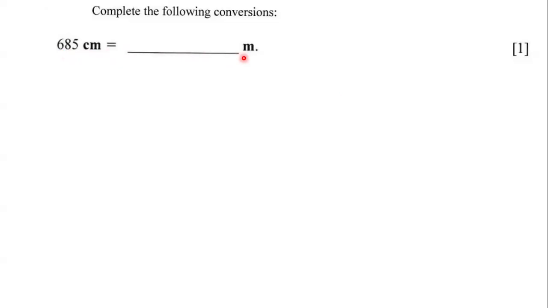6.85 meters. Wait, let's get this straight. Is it 68.5 or is it 6.85? Which one? Okay, so some people are saying 68.5, some people are saying 6.85. So let's go ahead and see.